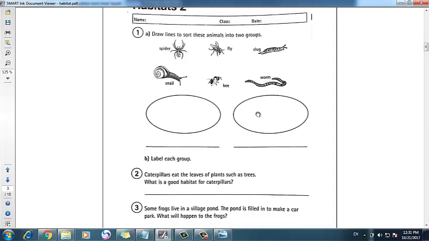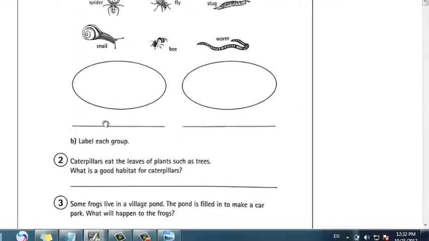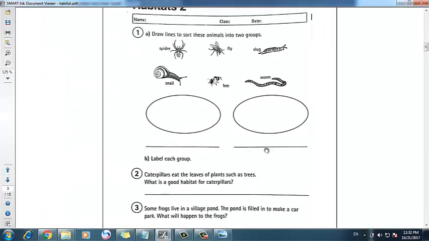We will put here spider, fly as it's an insect, and bee, and here we are going to put slug, worm and snail. By the way, we can classify them or sort them according to animals which can fly and animals which cannot fly. Like we can write here can fly and there cannot fly. Okay, the animals which can fly like the spider, fly and bee, which cannot fly like worm, slug and snail. There is more than one answer, by the way. Label each group. We said animals which can fly, animals which cannot fly.